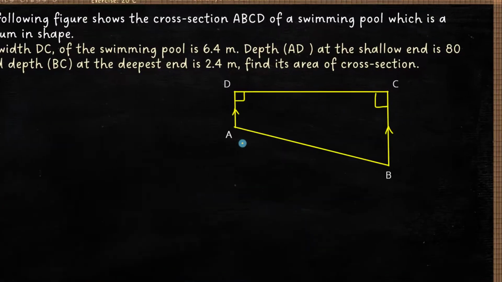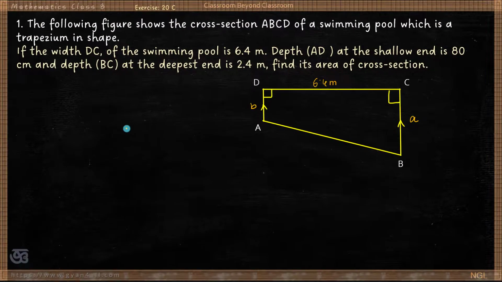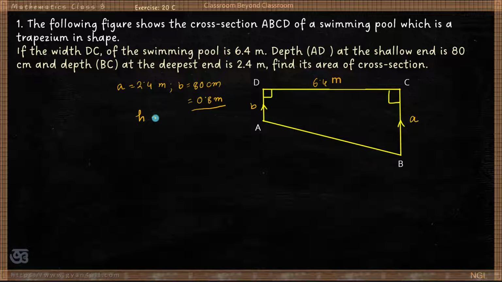So let us solve this. ABCD is the trapezium, where this is equal to 6.4 meter, the height of the trapezium. Suppose this is side a and this is equal to b. So these are the parallel sides of the trapezium. So what is given? a is equal to 2.4 meter and b is equal to 80 centimeter is equal to 0.8 meter. 80 centimeter divided by 100 is equal to 0.8 meters. And height of the trapezium h is equal to 6.4 meter.